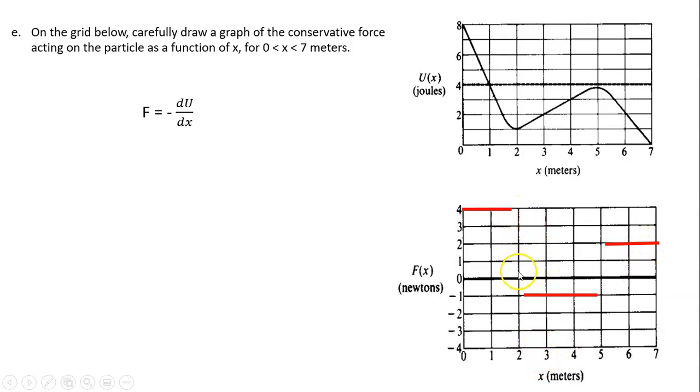Next, we simply connect the points with a smooth line. Make sure your graph passes through 0 at x equals 2 and at x equals 5. It looks something like that.